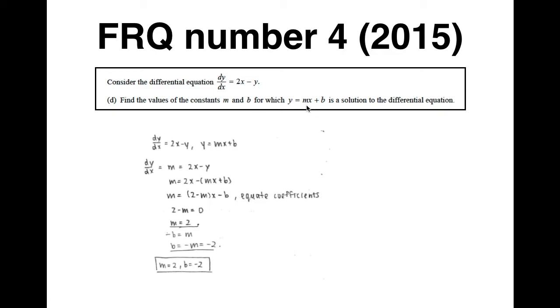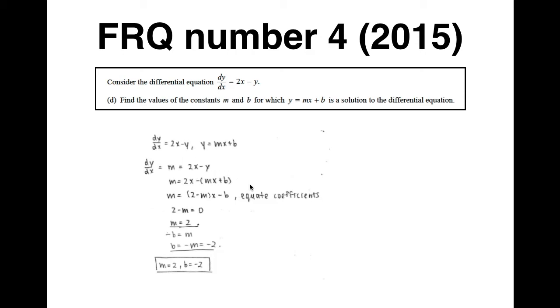If this is a solution to the differential equation, then we can take the derivative of that, and it should match this, because this is the derivative of all solutions. So taking the derivative of that, we find that dy/dx equals m. It's written here, dy/dx equals m. That was 1 point already. If you went a step further and said that the derivative m has to be equal to the derivative 2x minus y, which is written here, then you earn the second point.